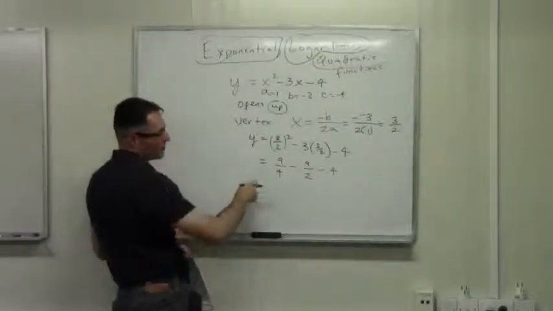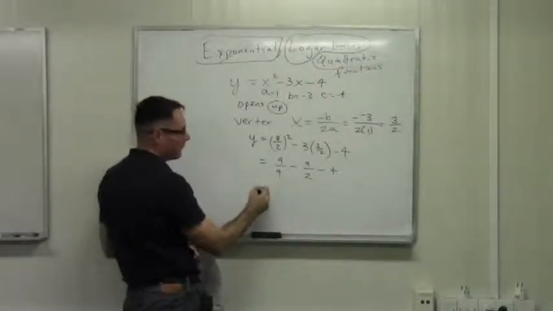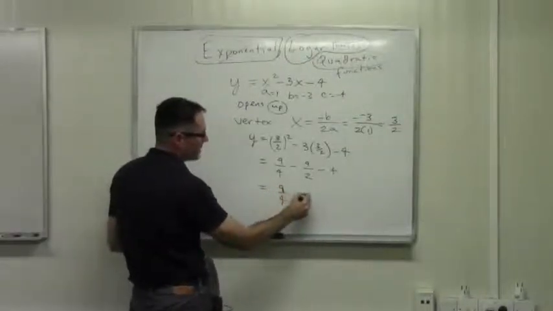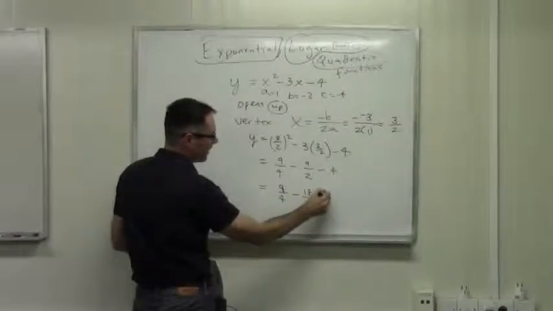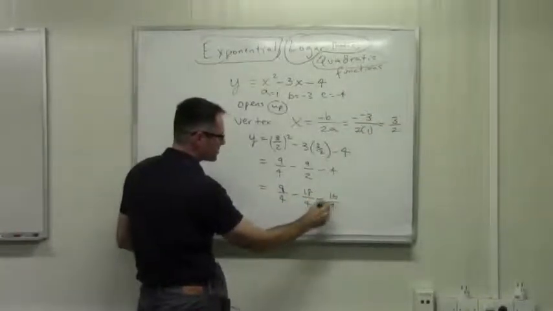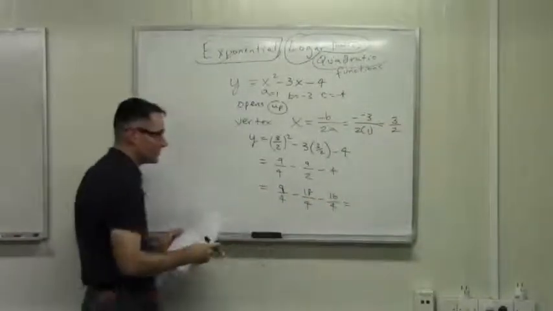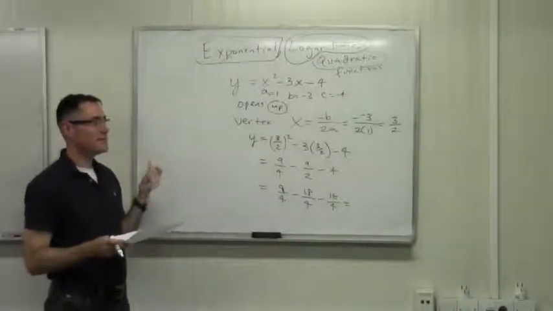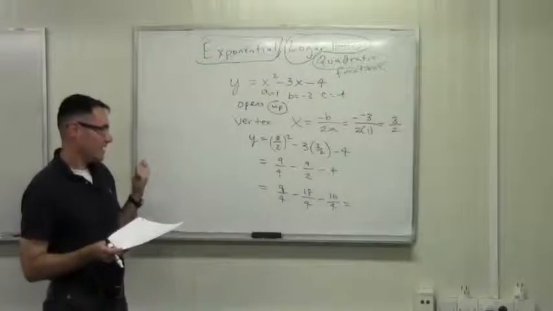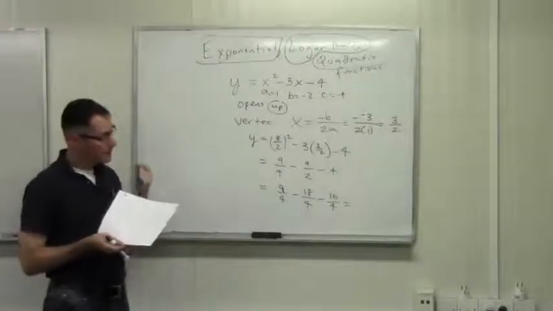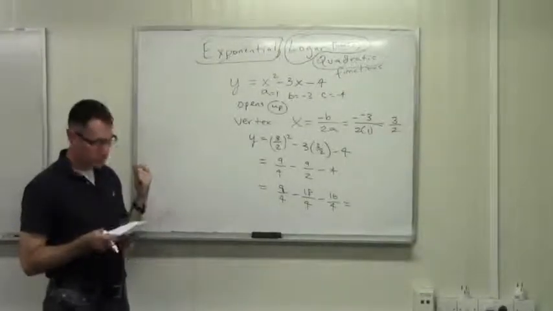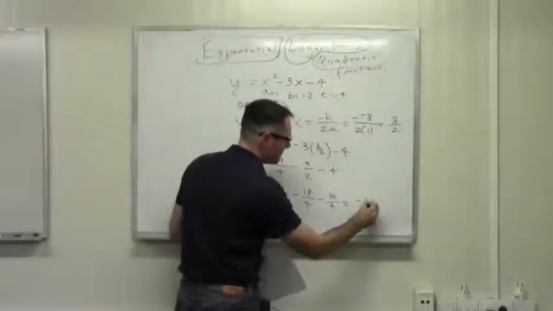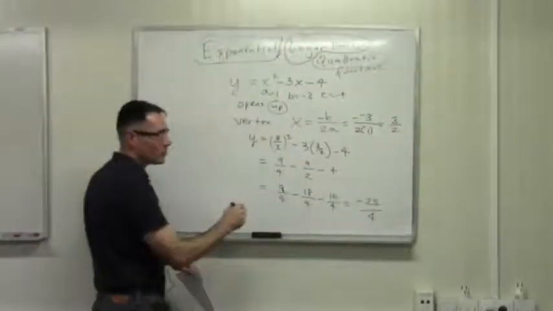Okay, we can do this by finding a common denominator of 4. 9 fourths minus 18 fourths minus 16 fourths equals what? 9 minus 18 minus 16. 9 minus 18 is negative 9, right? Minus 16? Negative 25. Negative 25 fourths. There's the y-coordinate.